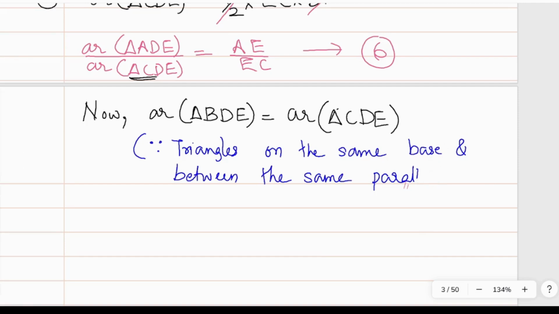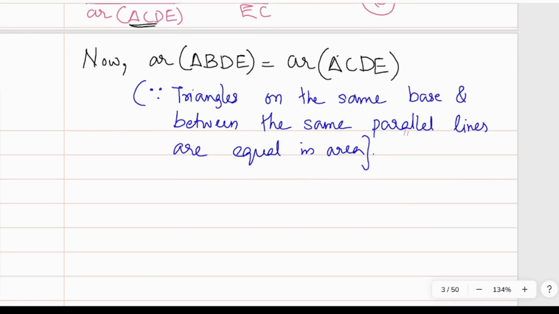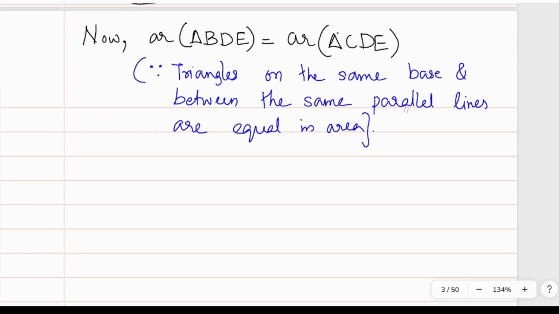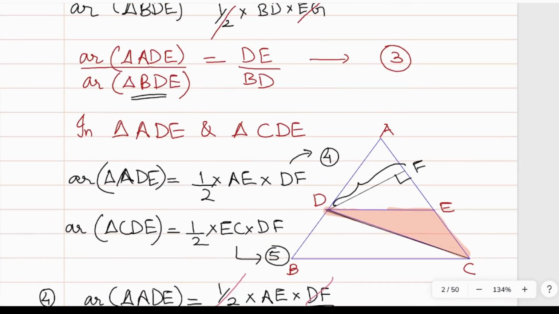Same parallel line are equal in area. Clear? Thus, we can write these two triangles are having equal in area. Therefore, we got here two equations, right?